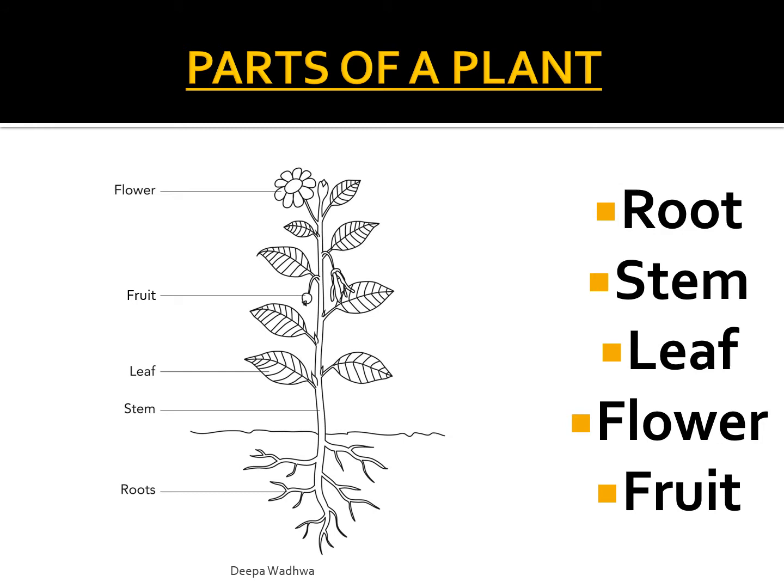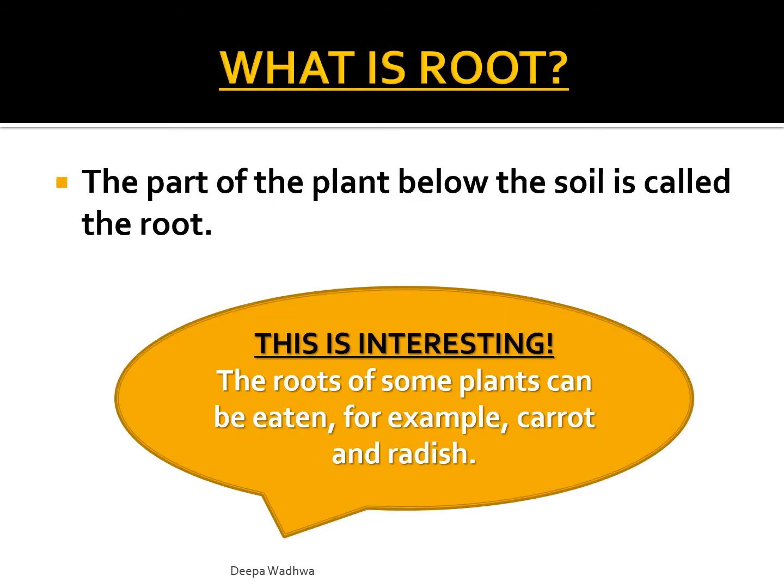As you can see in the picture of a plant, there are various parts that are above the soil. However, you find roots below the soil. Here, the parts that are above the soil are flower, fruit, leaf, stem, and the part that is below the soil are roots. What is root? The part of a plant that is below the soil is called root. The roots of some plants can be eaten raw, like carrot and radish.